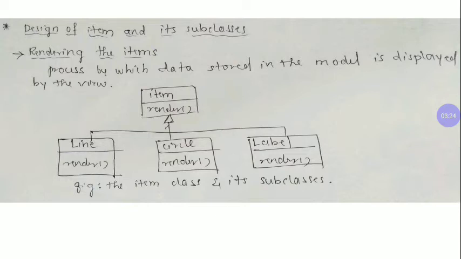View is responsible for showing what is there inside the model. We are going to use this view component for displaying the information which is there in the model component. The controller is the interface between the model and the view component. So here is the design of item and its subclasses.